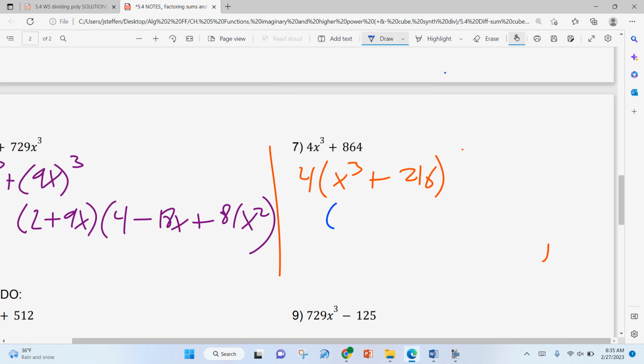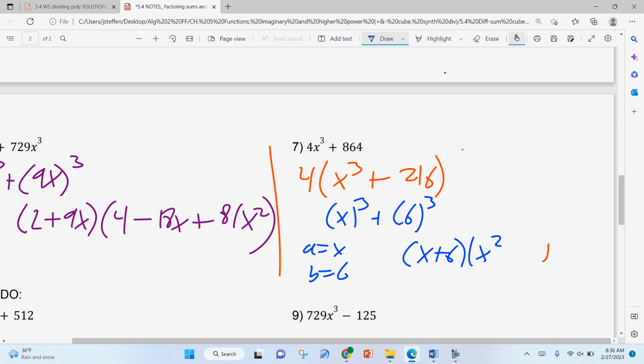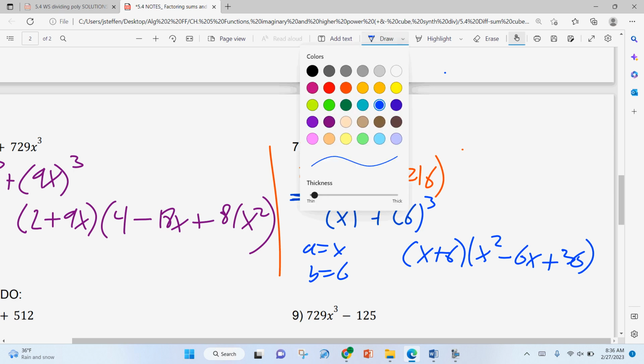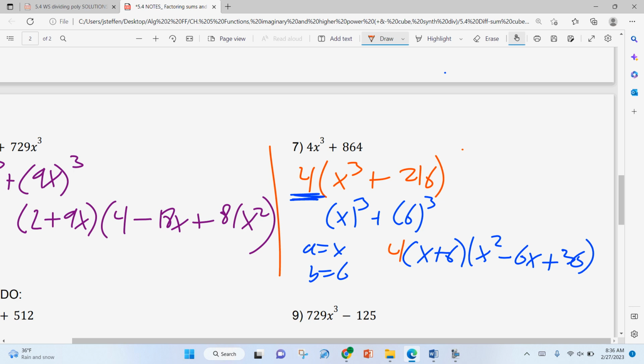So my a is x. My b was 6 to the third. So a is x, b is 6. So we end up with x plus 6 times x squared minus, because they're opposite signs, 6 times x is 6x. Always plus, 6 squared is 36. Last step, don't forget we took out this 4. That 4 still needs to be in there. So that goes in front, didn't ever move. That's the answer to this one.